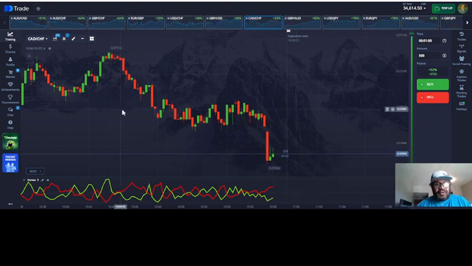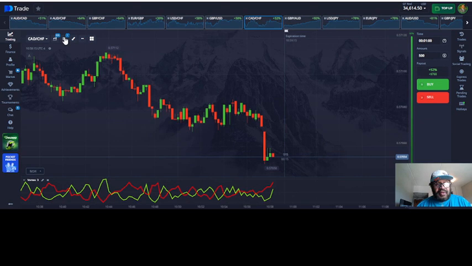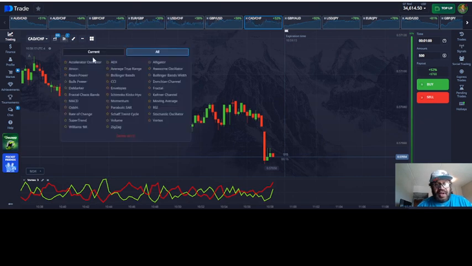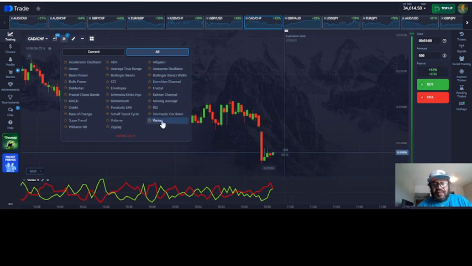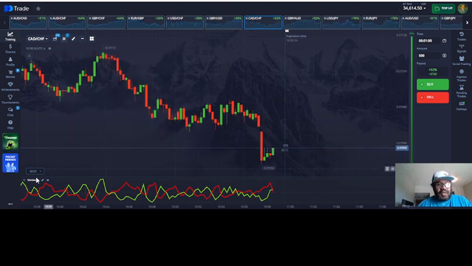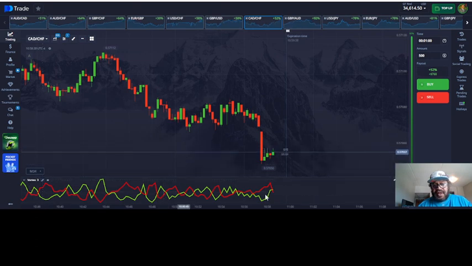Okay, so I'm going to be utilizing one indicator. If we click on our indicator icon here, the indicator is known as the Vortex Indicator. The Vortex Indicator is an indicator that predicts trend reversals, as well as the momentum of the reversal. When I click on the Vortex Indicator, it appears at the bottom of the chart. We have two lines, a green line and a red line.